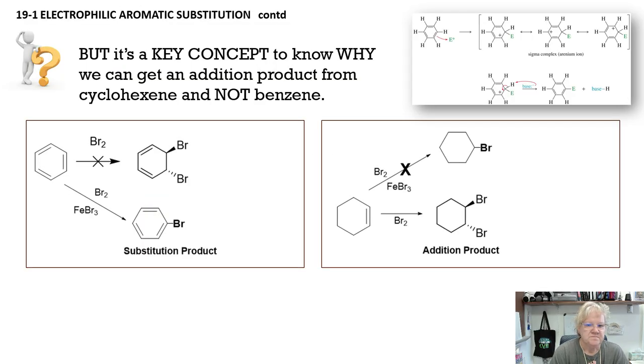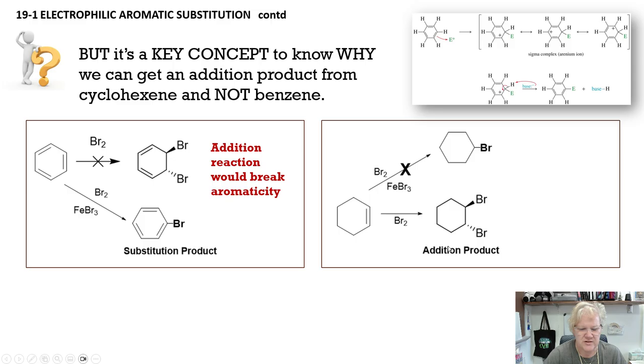All right. But it is a key concept to know why we get an addition product from cyclohexene and not benzene. Okay, so if we look at this first one here, where we have no bromine addition across benzene, but we do have the substitution. The addition reaction here, if we look at this, it would break the aromaticity, and that is very destabilizing. We do not want that. So it definitely does not want to go the addition reaction with bromine and iron bromide. But if we look at our addition product, why does this not want to substitute bromine on here?